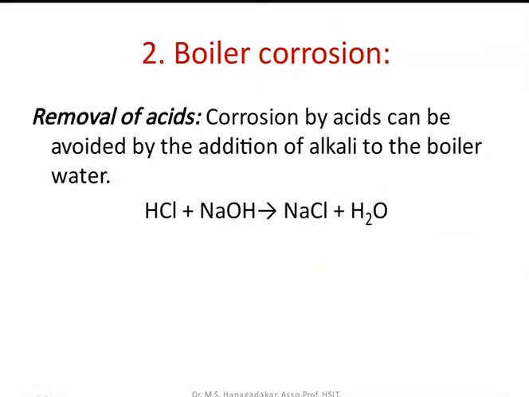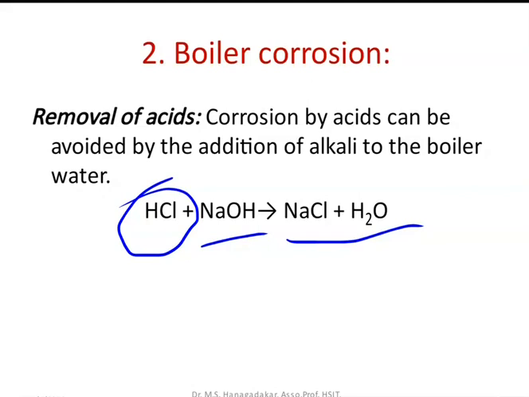Now, what are the ways we can remove the acids formed by the dissolved salts in the boiler feed water? Corrosion by the acid can be avoided by adding alkali or ammonium hydroxide. Here I have taken the example of alkali. If boiler feed water contains an acid like HCl, it is neutralized by NaOH, forming salt and water. Thereby the pH of the boiler feed water becomes neutral, and we avoid the corrosion of the boiler by the dissolved salts.